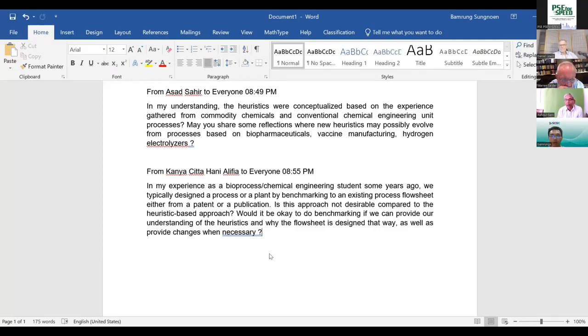If you review many patents on the same process, you find many processes, many unit operations, the process identification, right? Yeah, it depends on the objective of the company.